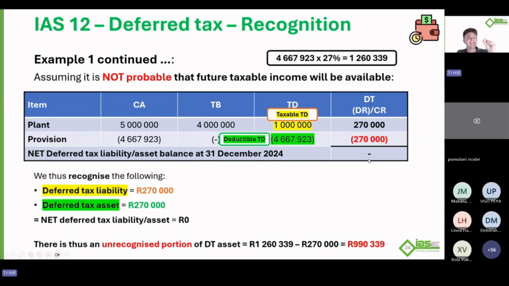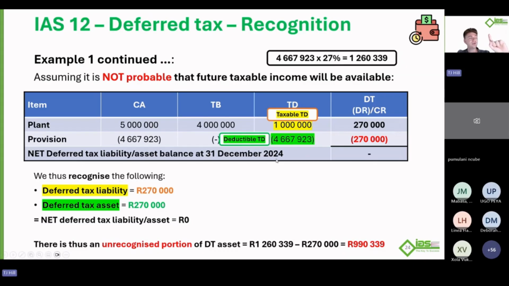Our balance now is 0. You agree? Now we still need to pass a journal for the movement. Meaning I compare last year's balance with this year's balance. Last year's balance is whatever it was. This year's balance is 0. I need to then just make sure I get my balance to 0. The movement in my deferred tax liability balance.